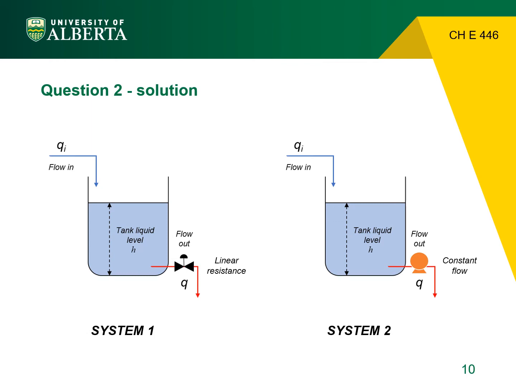As you can see, the two systems are represented in these diagrams. The outlet of system 1 has a valve that provides linear resistance to outlet flow, and the outlet of system 2 is fitted with a pump that extracts liquid from the tank at a constant flow rate Q.